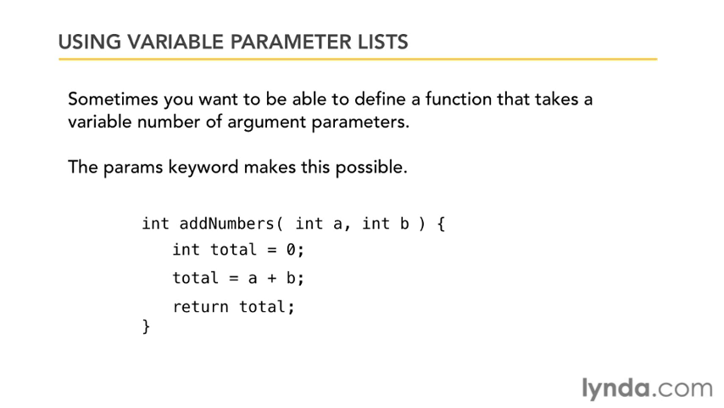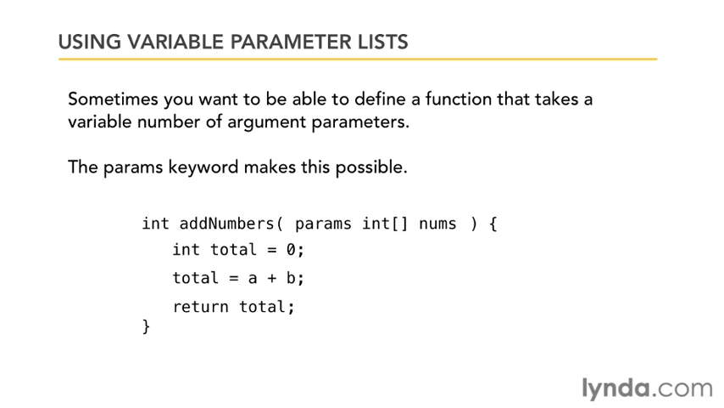So, for example, rather than just adding 2 numbers, I would do something like this. Now here I've used the params keyword, and following the params keyword, I say int with square brackets. So this tells the C# compiler, hey, compiler, this function is going to take an array of arguments, and we don't know how long that array is going to be. So the params keyword says, just be ready for a whole bunch of arguments.